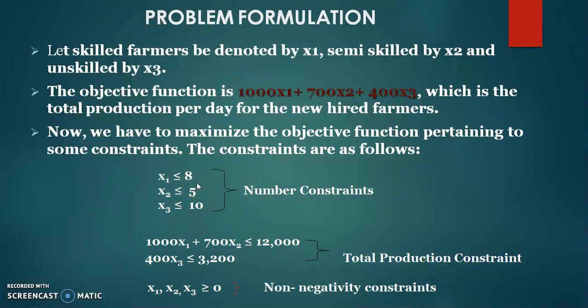X1 should be less than equal to 8, X2 less than equal to 5 and X3 less than equal to 10. The total production constraints are 1000 into X1 plus 700 into X2 less than equal to 12,000 and 400 X3 less than equal to 3,200. The non-negativity constraints are X1, X2 and X3 should be greater than equal to 0. Now moving to our MS Excel sheet.